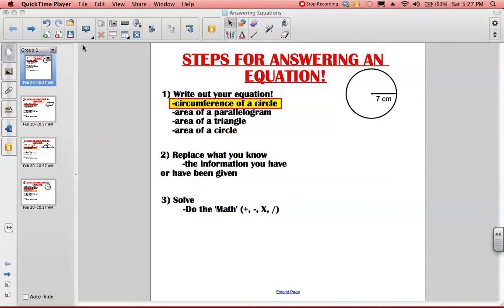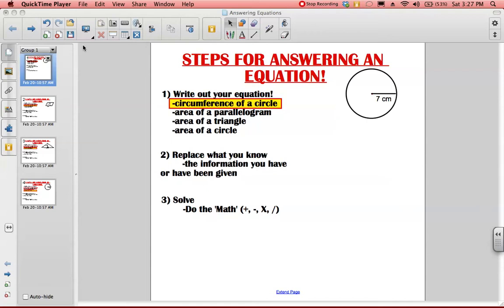Okay, setting up for a recap of section 4. Steps for answering an equation. There were 4 different equations that we learned specifically in this section: circumference of a circle, area of a parallelogram, area of a triangle, and area of a circle. I'm just going to do a quick recap of each one.